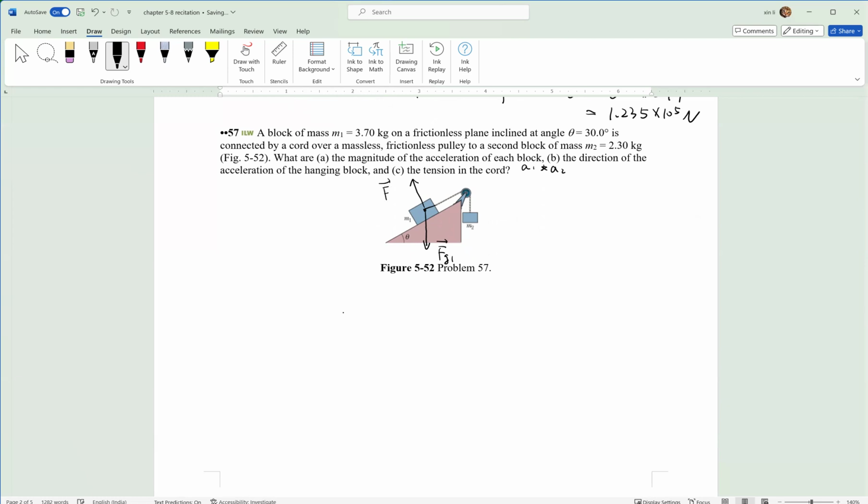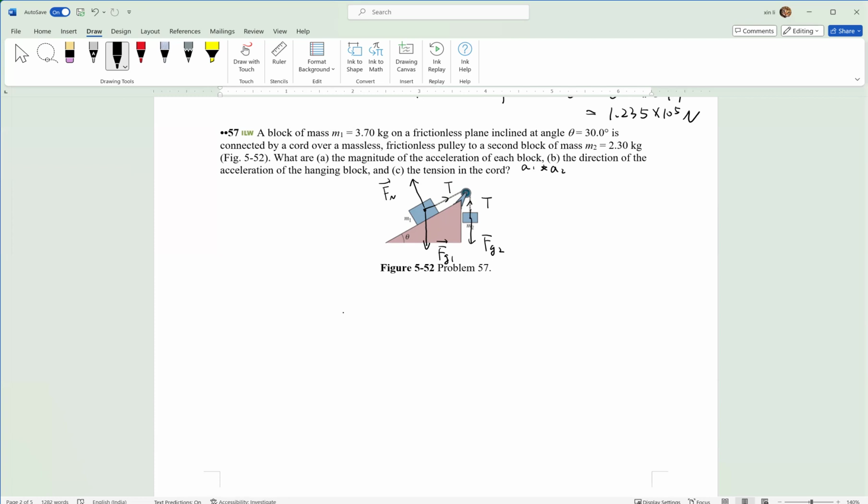Or we can use N. I usually use Fn, okay? And also the tension here, okay? The tension should be this way because it's pointing from the object to the cord. And this guy here for M2 also has tension this way, and you have Fg2, okay? So after this, this is the free body diagram.